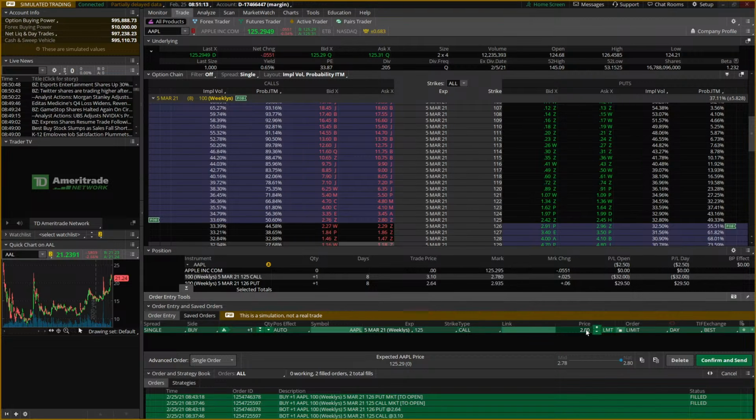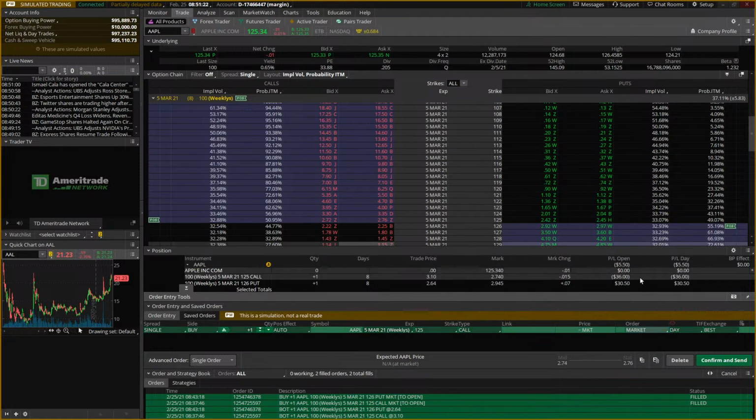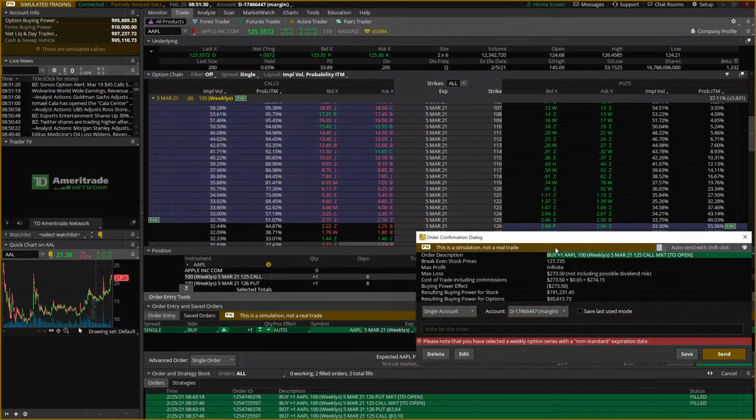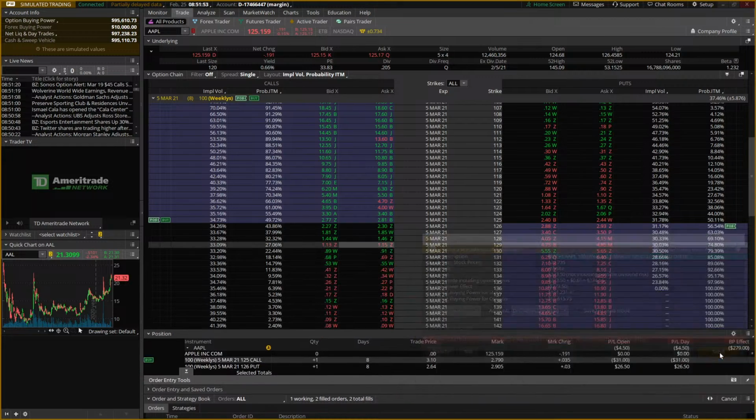The price being asked is $2.76. But I'm gonna go market instead of limit. Like I said earlier, I always do limit because I try to get the best deal. Confirm and send breaks it down for you. What you buying, strike price, break even, max profit, max loss, cost of the trade, and the buying power effect. Is that effect or effect? Buying power effect. Send it.